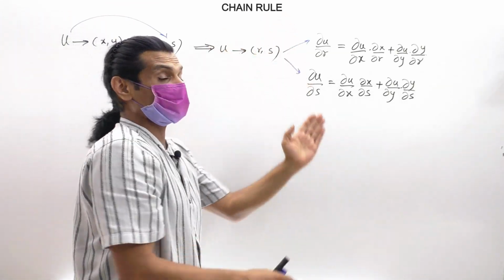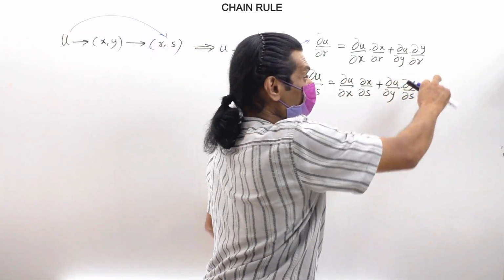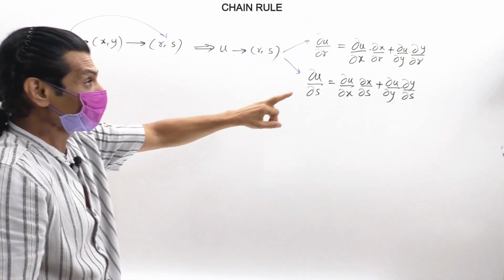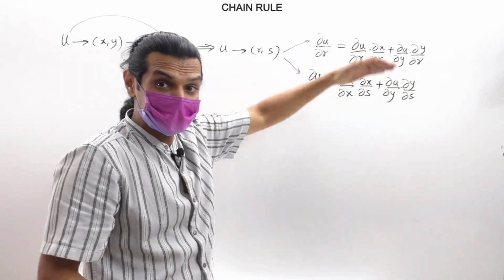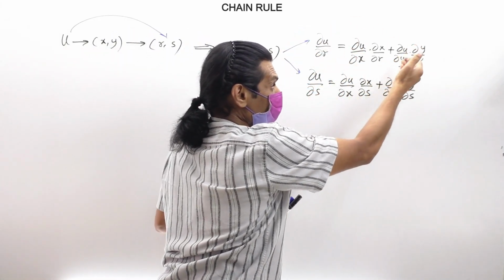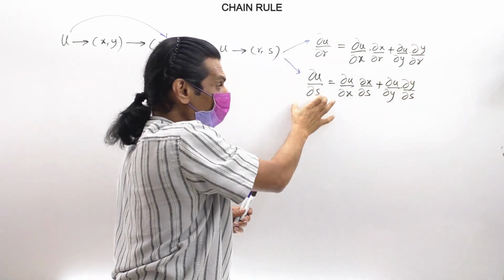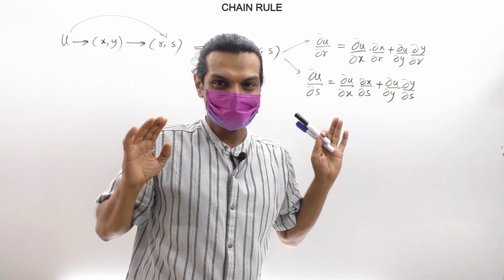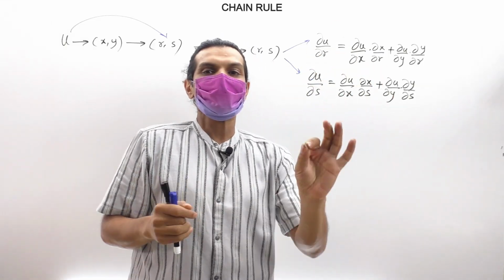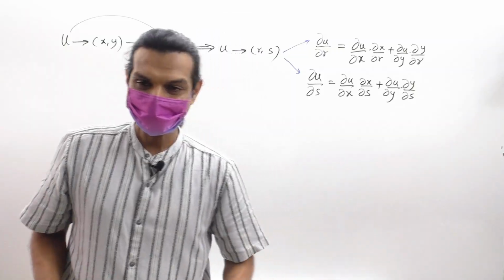So, dou u by dou r and dou u by dou s are the two partial derivatives which I am writing in terms of the chain rule, as a function of x and y. Dou u by dou x into dou x by dou r, plus dou u by dou y into dou y by dou r, cancels to give dou u by dou r, and similarly dou u by dou s. That is how it works. Similarly, let us write the same way for three functions.